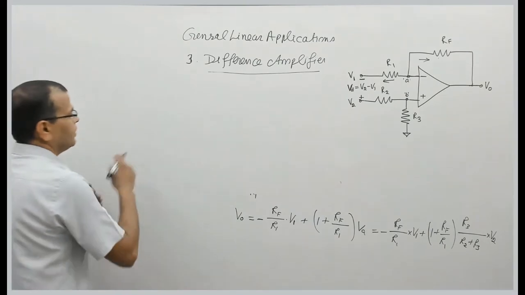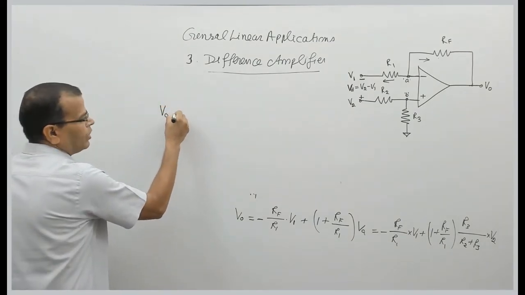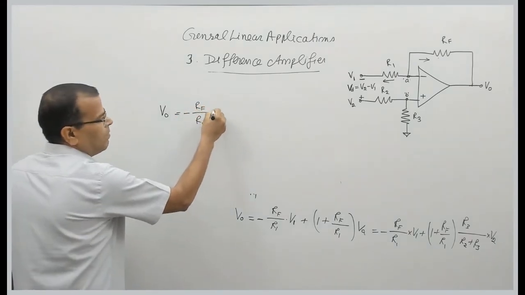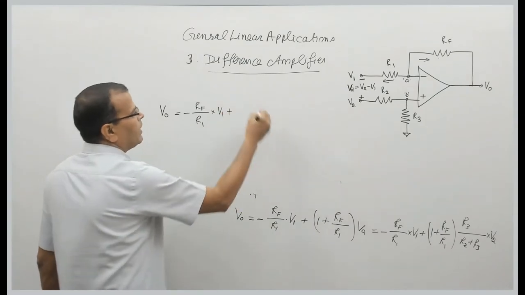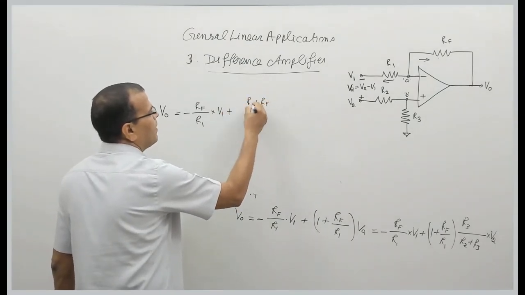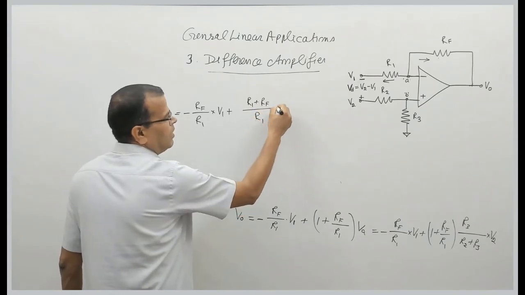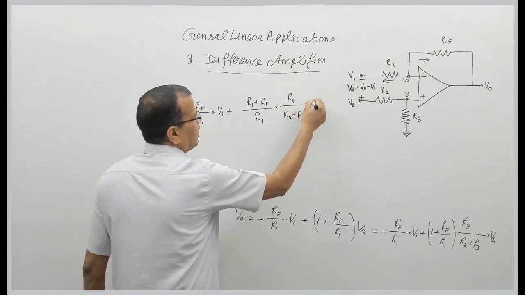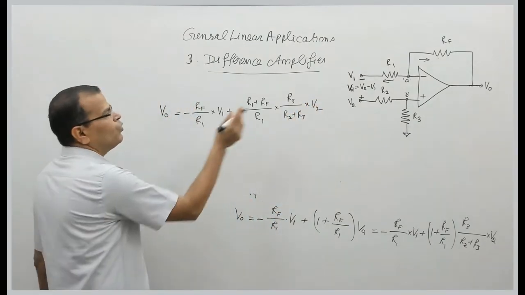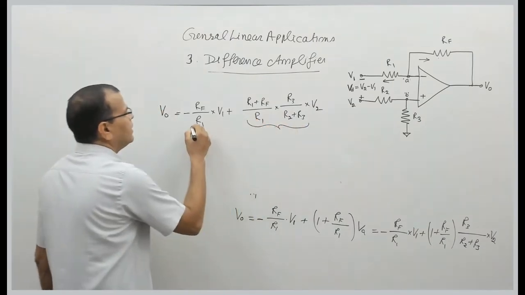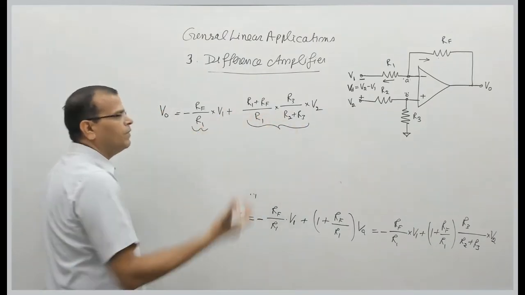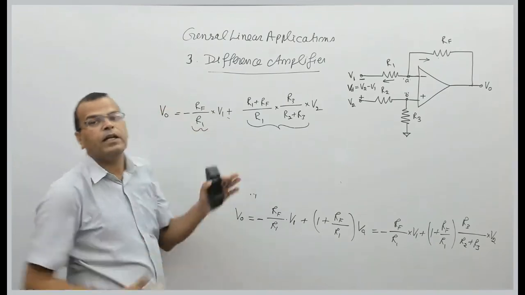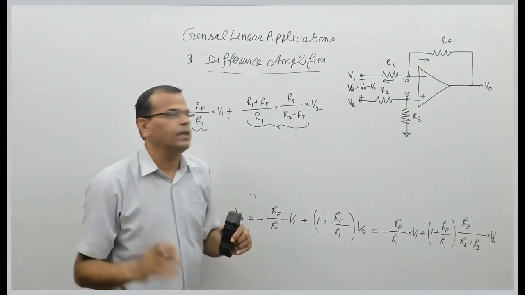I will modify this equation. Let us see the expression. V0 is equal to, I can modify this a little bit, minus RF by R1 multiplied by V1, plus (R1 plus RF) divided by R1 multiplied by R3 by (R2 plus R3) multiplied by V2. I repeat, I have to make this factor the same as this so that I can amplify the difference, so that I can take that factor as common if both are the same, right? Let us see.